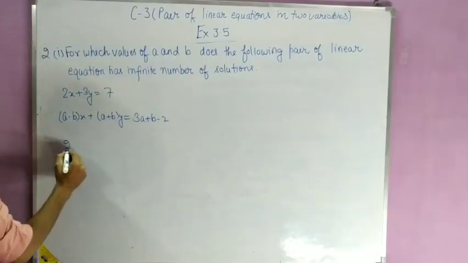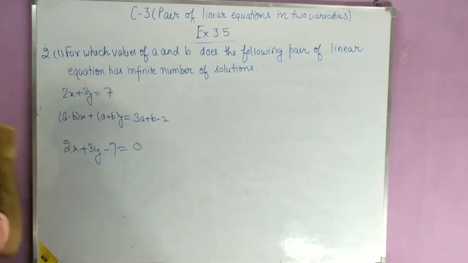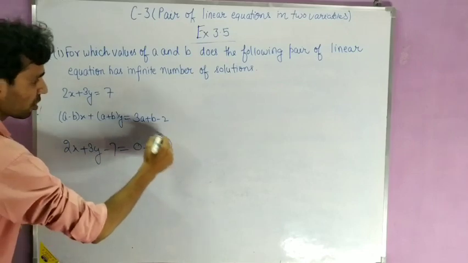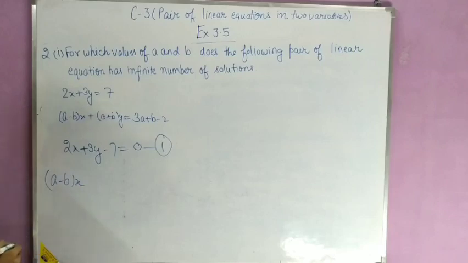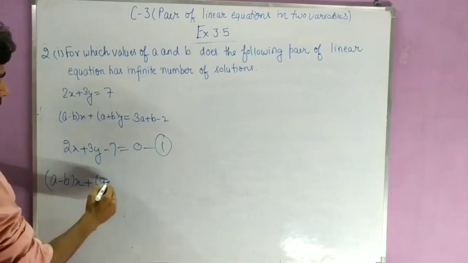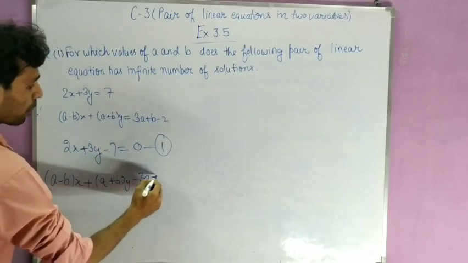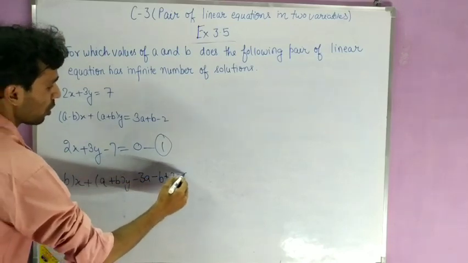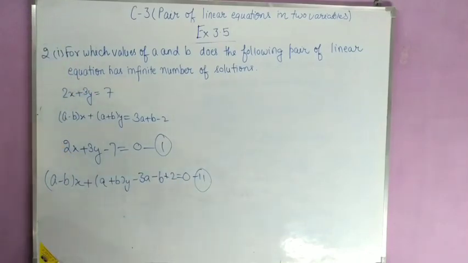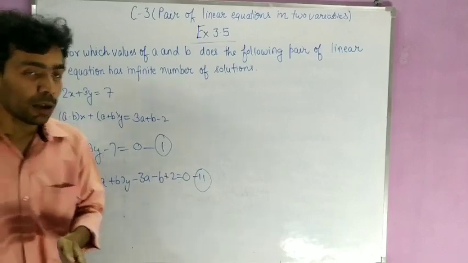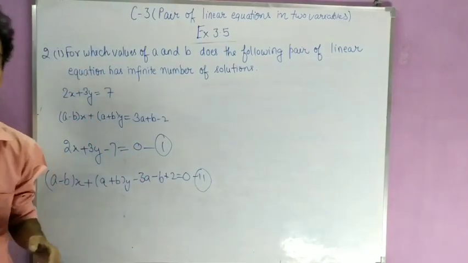So the general form will be 2x plus 3y minus 7 equal to 0. This is equation number 1. And (a minus b)x plus (a plus b)y minus (3a plus b minus 2) equal to 0. Equation number 2. Now what you do, you compare these two equations with the general form.